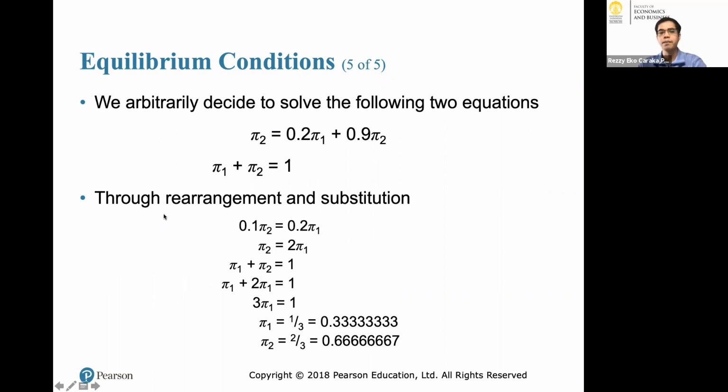It's wrong. So through the rearrangement and substitutions, we change it to 0.1 pi 2 equals 0.2 pi 1. So we can calculate. Because this should be 0.2 divided by 0.1, we can get pi 2 is 2 pi 1. So pi 1 plus pi 2 is 1, and we put that information in: pi 1 plus 2 pi 1 should be 1. So we have pi 1 is 1 by 3, and pi 2 is 2 by 3. So we have this transition matrix. We have 0.33 for the current condition of pi 1, and we have 0.66 for the information of pi 2. So this is how we analyze if we have two different equations by using equilibrium.